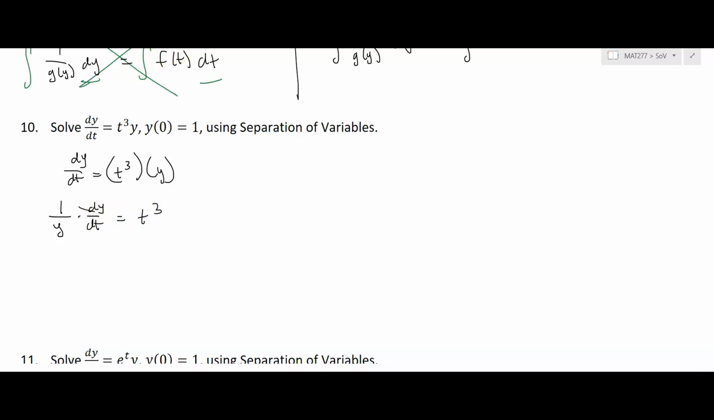Now when I integrate both sides with respect to t, I am going to get the integral with respect to t, the integral with respect to t. And now my dt's cancel, so I have the integral of 1 over y dy, which is the natural log of y, plus some arbitrary constant, c1. The integral of t cubed is 1/4 t to the 4th, plus some other arbitrary constant. Now you see that we get an arbitrary constant on the left and the right, but the thing is when we solve for y, we're always going to subtract it over.